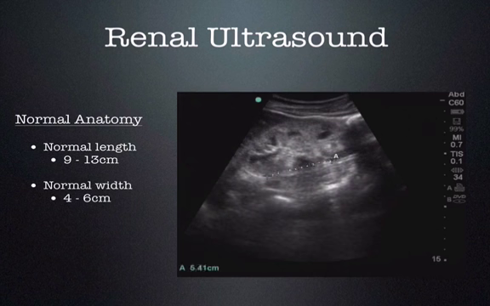Normal kidney length is approximately 9 to 13 centimeters, while normal width is approximately 4 to 6 centimeters. The possible causes for an enlarged kidney range from diabetic neuropathy, acute glomerular nephritis, to HIV or leukemia, just to name a few. Small kidneys are frequently seen in patients with chronic kidney disease or patients who are on dialysis.